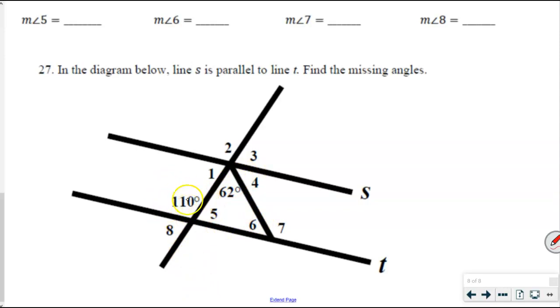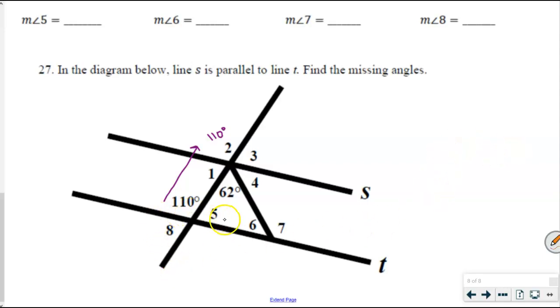Based on this measuring 110 degrees, what else do you know? Seth. Yeah, angle 2 is also going to be 110 degrees. We know that because of corresponding angles. So 2 is also 110 degrees. Okay, what else do we know? If we know those ones are 110 degrees, there's still some other angles that we can find. Sam, tell me another angle.